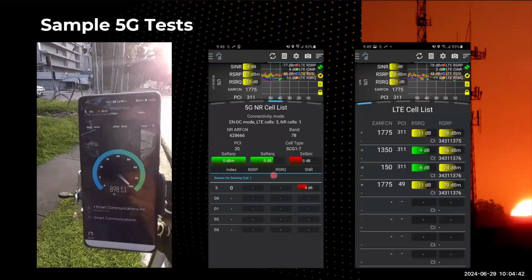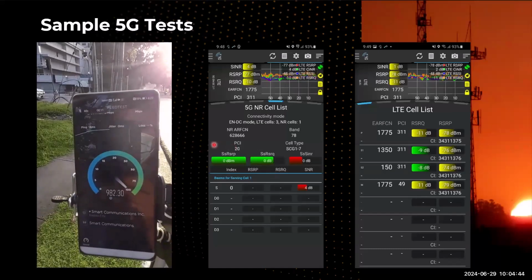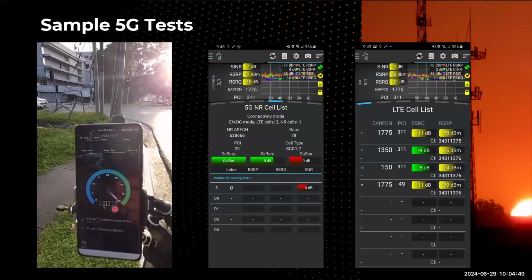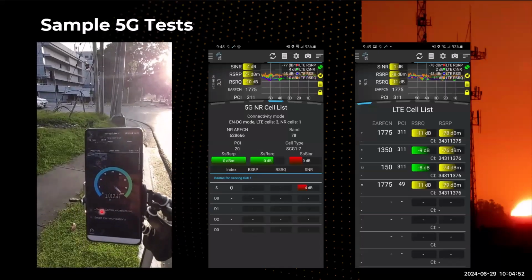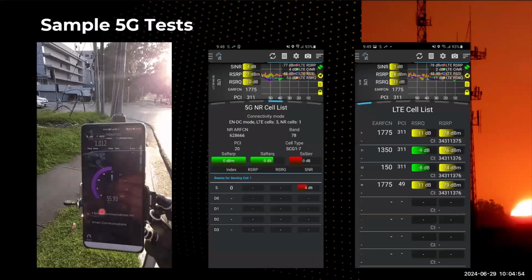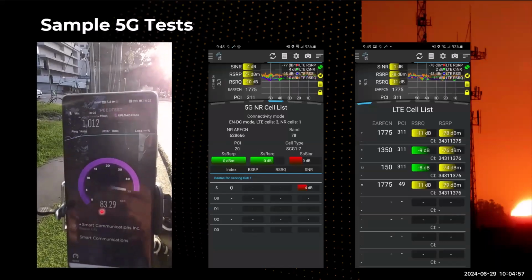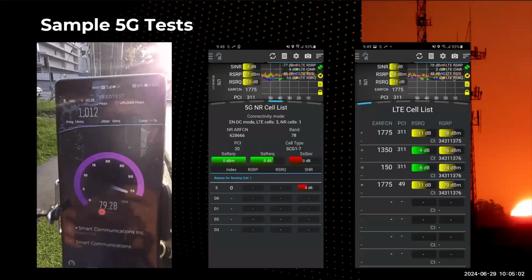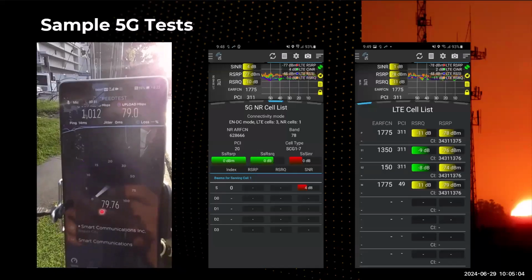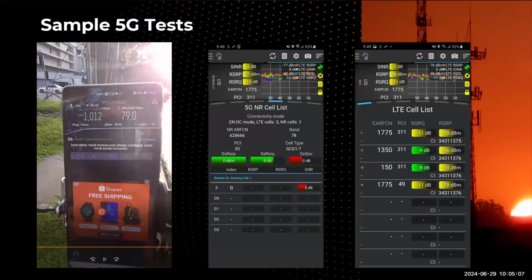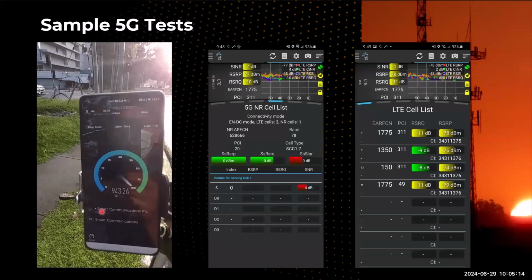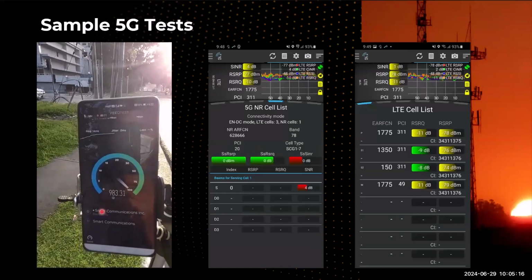So this is a sample 5G test in Clark, and you will see that in this mobile, they have achieved 1,000 plus Mbps. So that is equivalent more or less to 1 gigabit per second. Okay, so our current network right now here in the Philippines can achieve 1 gigabit per second. So this is also the same with Globe and Dito. I didn't have any screenshot of their testing, but I saw some publications that they already met the 1 gigabit per second.